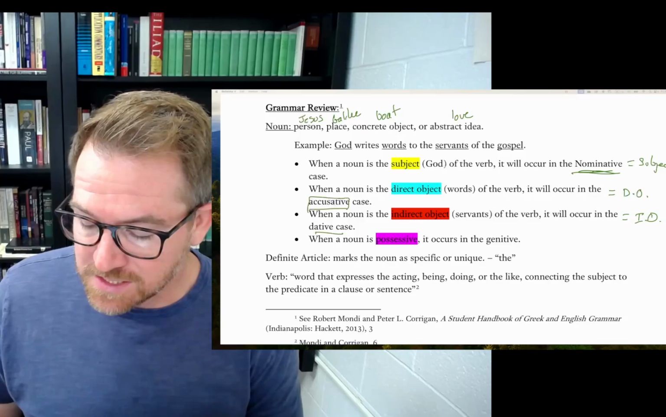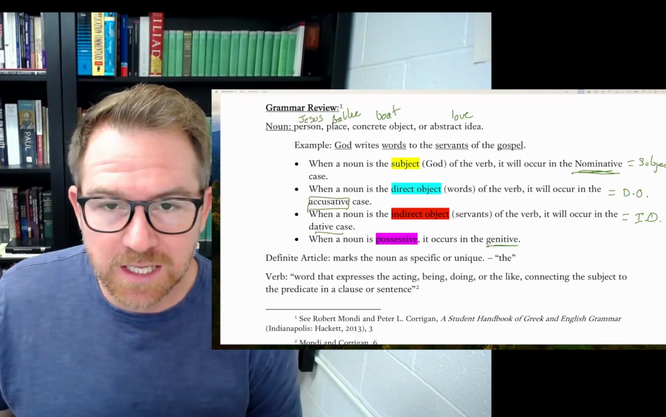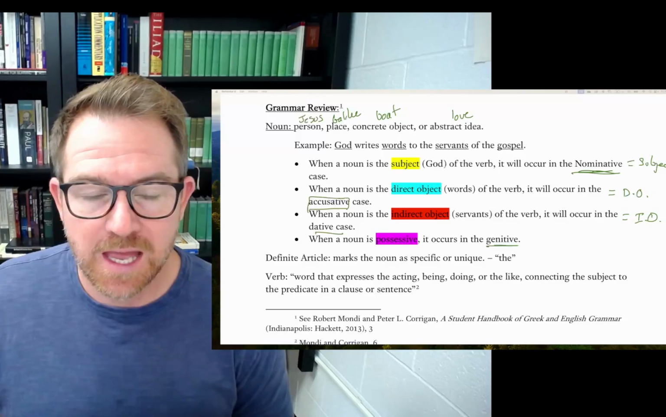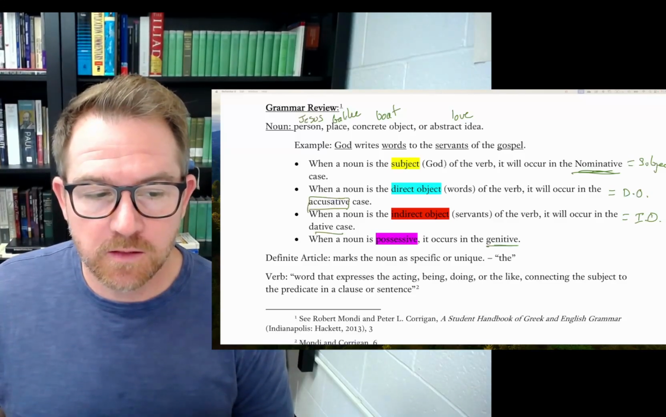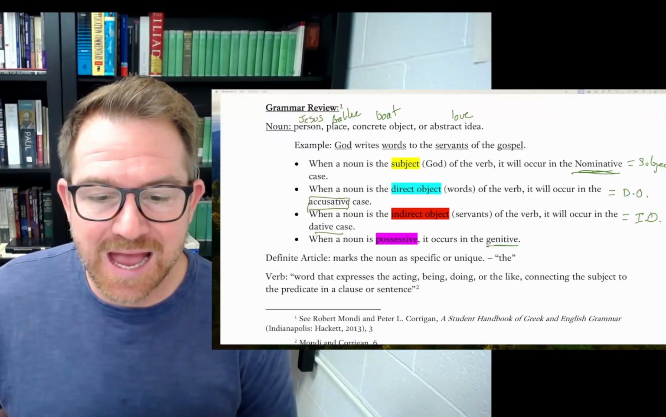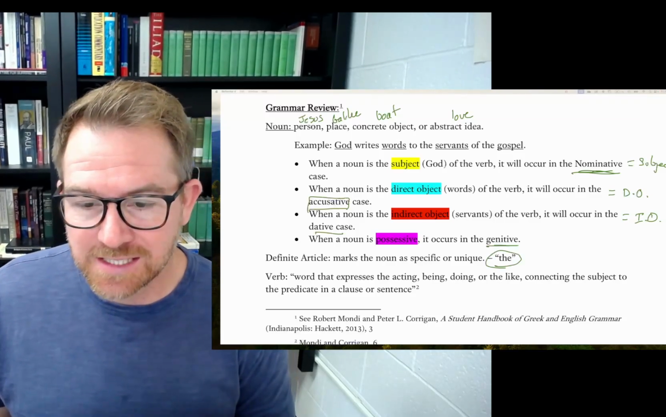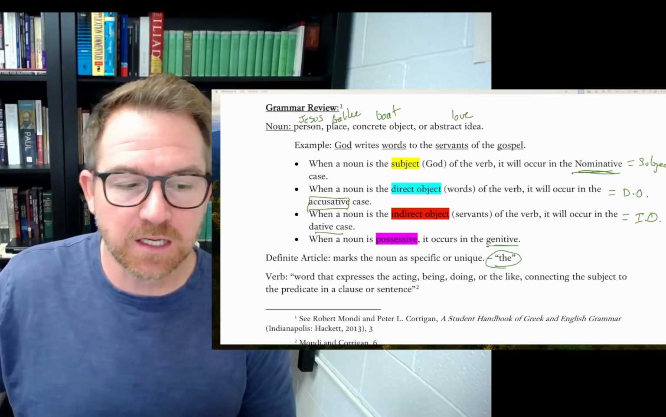When a noun is possessive, it occurs in the genitive. Now, it gets a little more complicated than this when we talk about the genitive and the dative case and how they function. Lastly, the definite article marks the noun as specific or unique. We'll talk about definite articles in lesson 5, so just hold on to that until later.